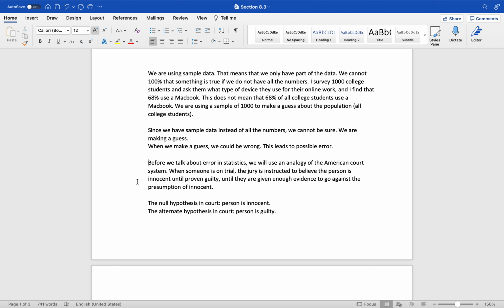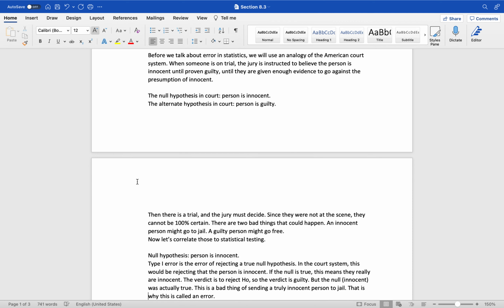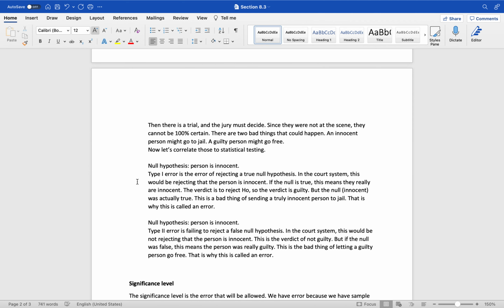We talked about the court system in America. The null hypothesis, somebody's innocent. The alternate is they're guilty. They go to trial. The jury makes a decision. Hopefully they make a right decision, but there are 2 wrong decisions. An innocent person might go to jail, and a guilty person might go free.